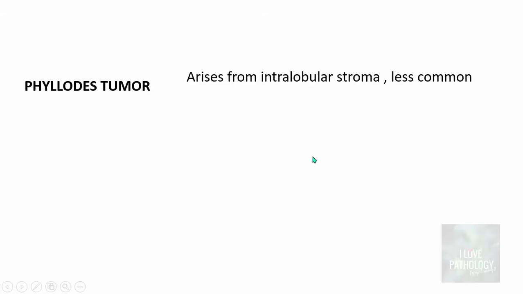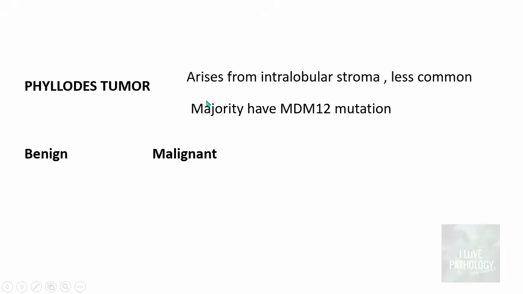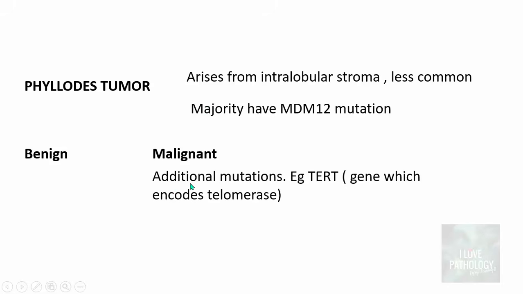So the next biphasic tumor, or the stromal tumor which arises from the intralobular stroma, is Phyllodes tumor. It is less common as compared to fibroadenoma. They are benign and malignant. The benign ones, majority of them have MED12 mutation, just like the fibroadenomas, whereas the malignant ones, apart from the MED12 mutation, also have additional mutations, for example, the TERT gene. This is a gene which encodes telomerase. So you can find additional mutations when the Phyllodes tumor is malignant.